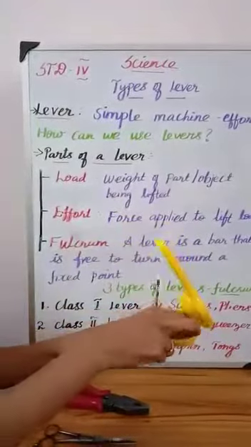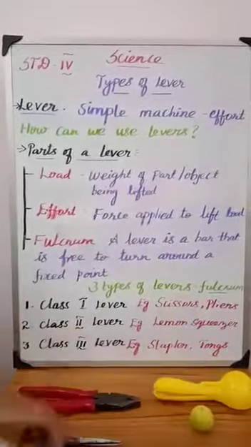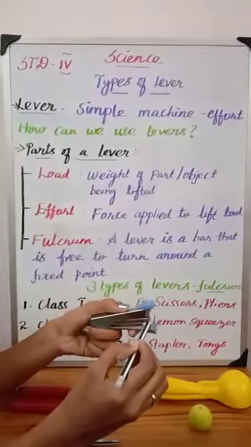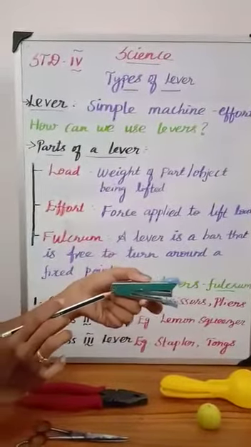And next one, class 3 lever, example stapler and tongs. On this side we can put load and effort. This side is the fulcrum region.